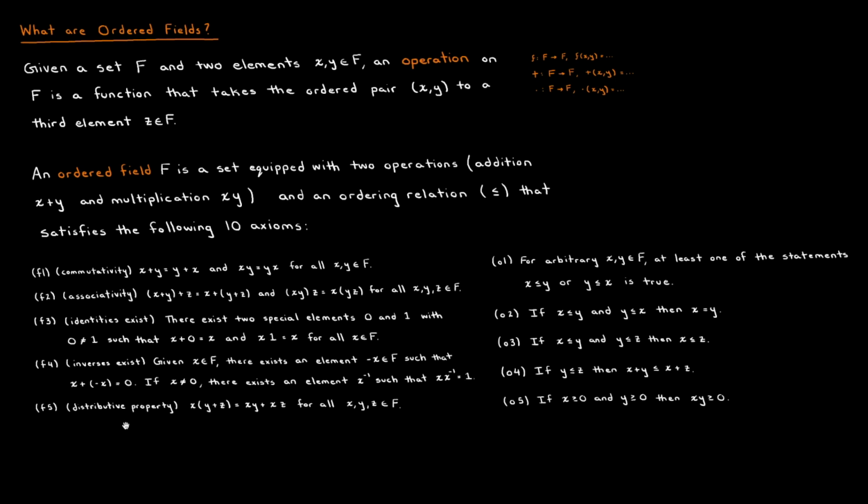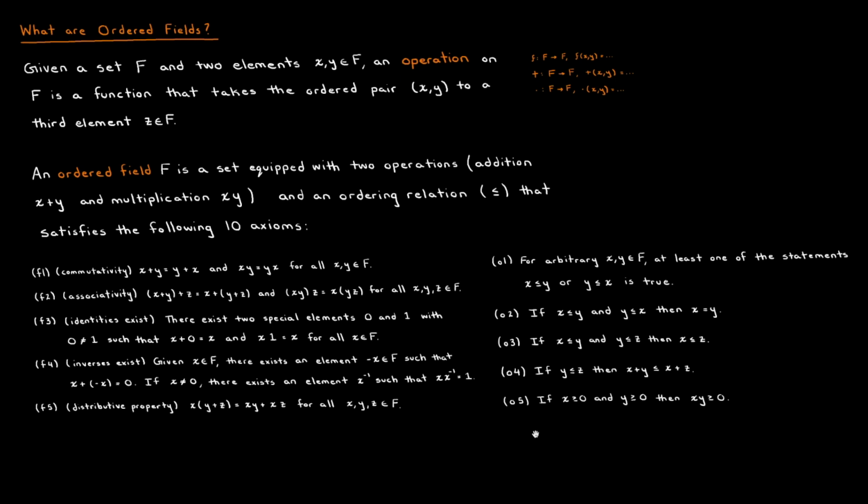The last algebraic axiom is the distributive property. When I have x multiplied by y plus z, I can actually distribute the x, so I get xy plus xz. This axiom is a little bit special because it captures how these two operations play with each other, how multiplication distributes over addition.